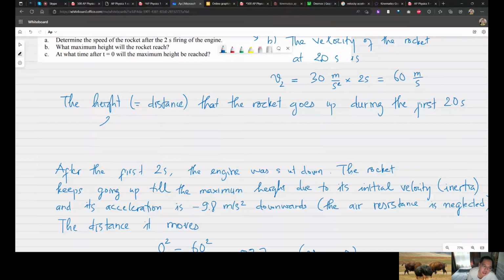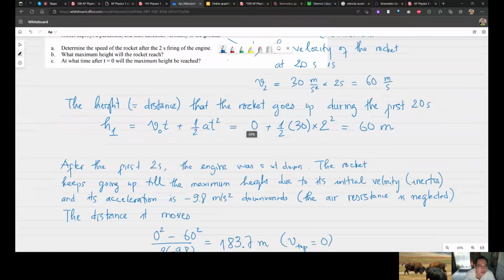The rocket goes up during the first 2 seconds. We calculate that, let's call it h1, equal to v0 t plus 1/2 a t squared. v0 is 0, and the acceleration is 30, not 9.8, because in the first 2 seconds it was accelerated by the engine burning the fuel. Multiply with the time, 2 seconds squared: 2 squared is 4, divided by 2 is 2, and 2 multiplied by 30 is 60 meters.